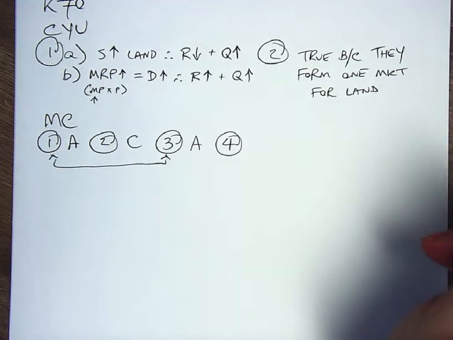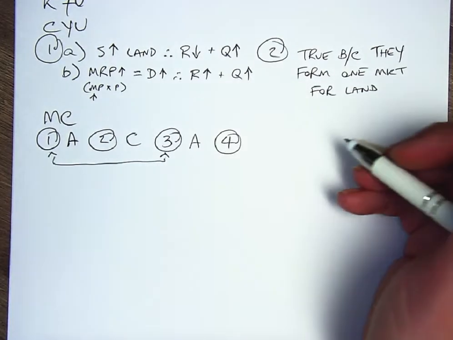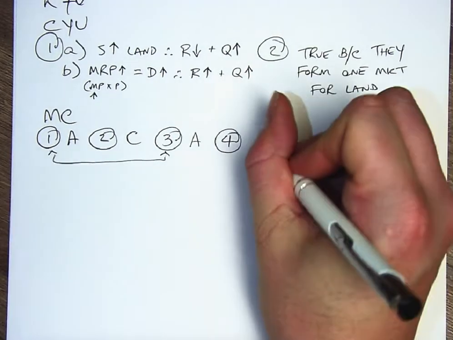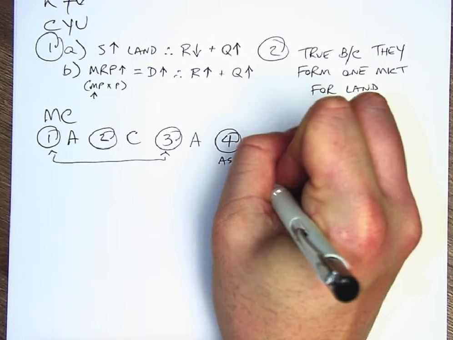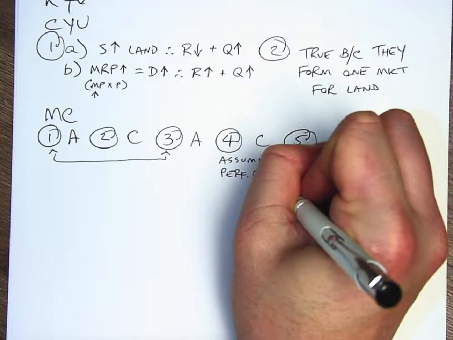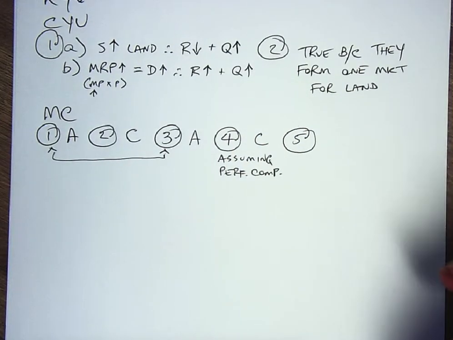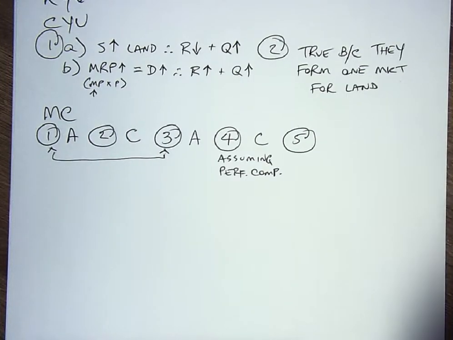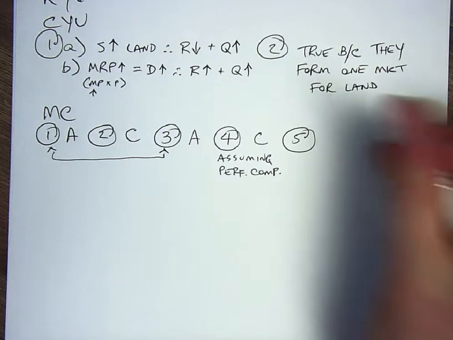Number 4, a firm will continue to employ more land until its MRP is equal to the rental rate. That is to say, the price of the land. So C. And that's assuming it's perfectly competitive, right? Assuming perfect competition is probably a better way they could have phrased that. Because if it's monopsonistically competitive, then actually they will continue to employ land until the MRP of the land is equal to the MFC of the land. That's technically more accurate than what they wrote here with number 4.